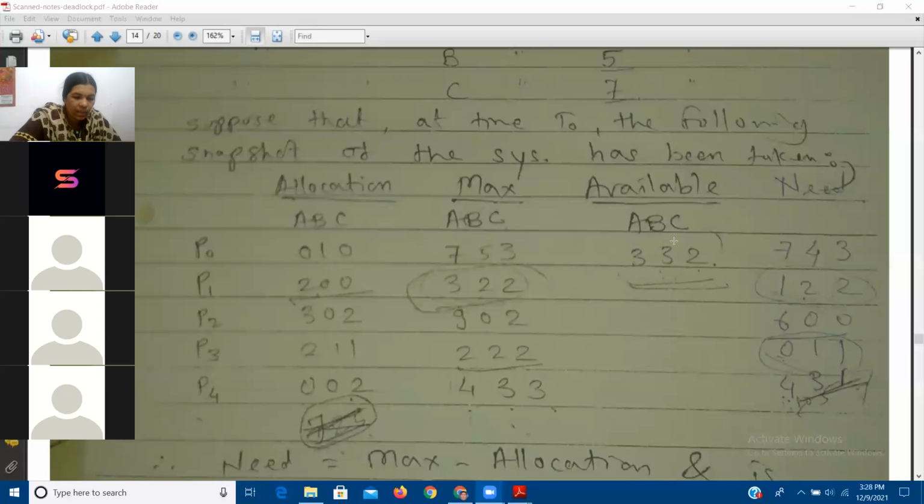See, n number of safe sequences are coming. You can post either one. Vedangi has posted one. Sneha Maskar posted another. P1, P3, P0, P2, P4. Rahul has posted one more. Okay. 10, 5, 7. Good. So your result should be 10, 5, 7, whatever available resources are there. P1, P4, P3, P0, P2. So anybody else?